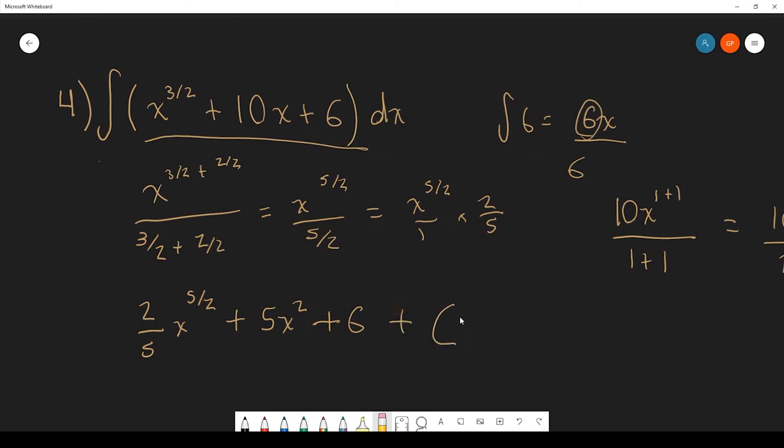Now, I know what you guys might be thinking. Doesn't each term have its own plus c since I did the antiderivative separately? Well, yes, that is true. However, if you add one c to another c, you're simply going to get another c. So you can just add the plus c at the very end. So the antiderivative for this function will simply be this.